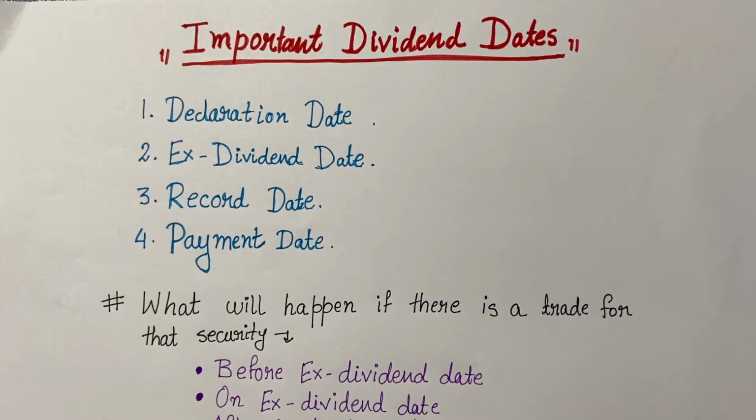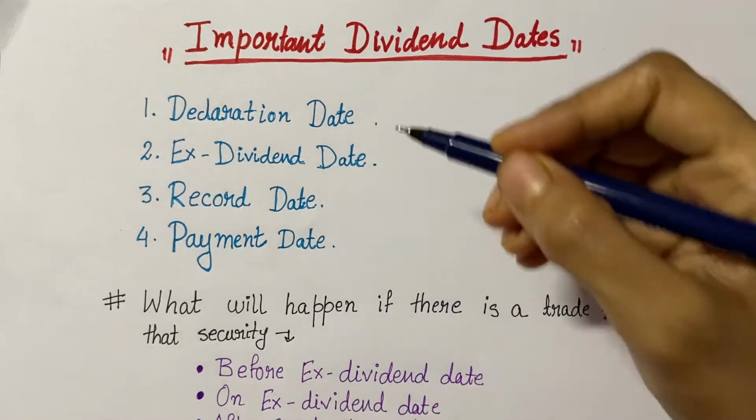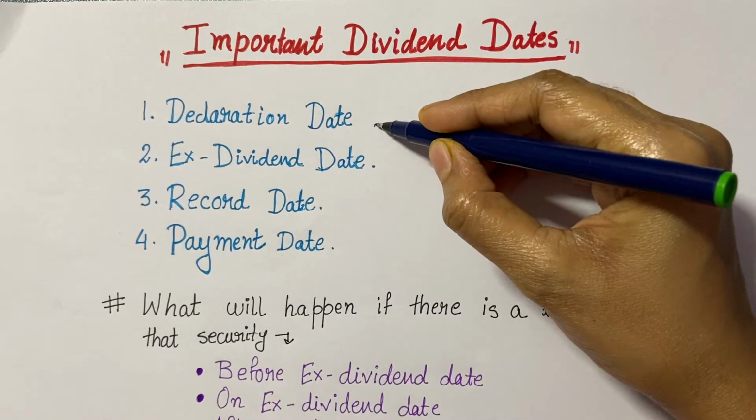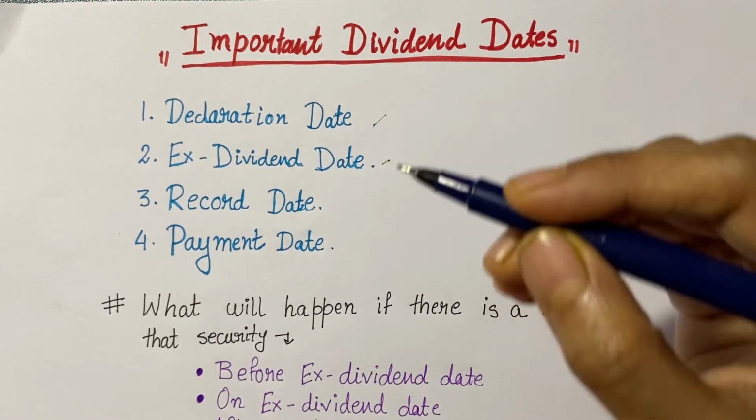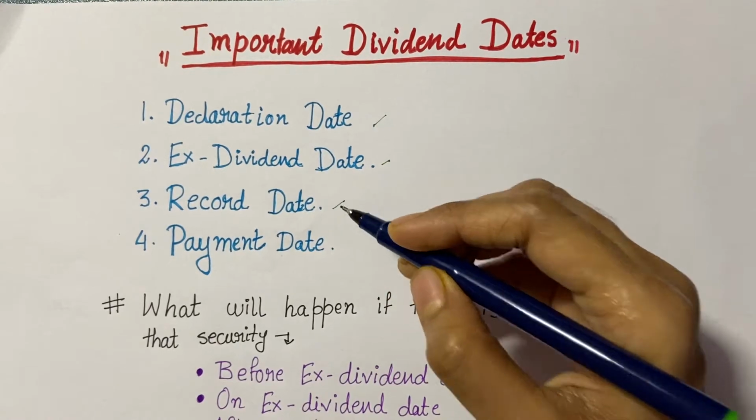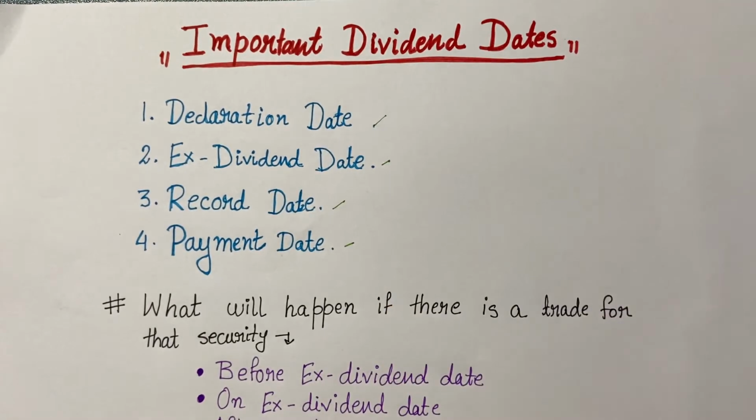Hello everyone. Today I will discuss the important dates related to dividends. When a company declares a dividend, it involves four important dates. The first is the declaration date, the second is the ex-dividend date, then the record date, and the last is the payment date.